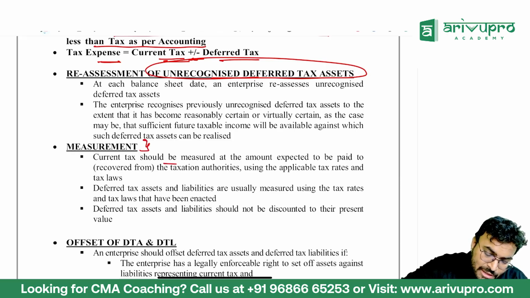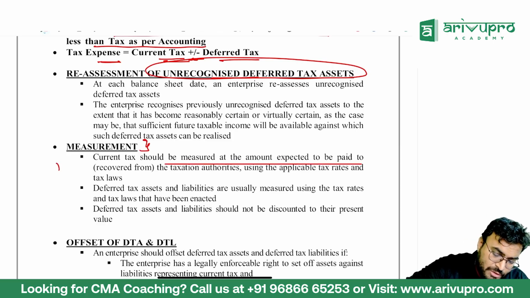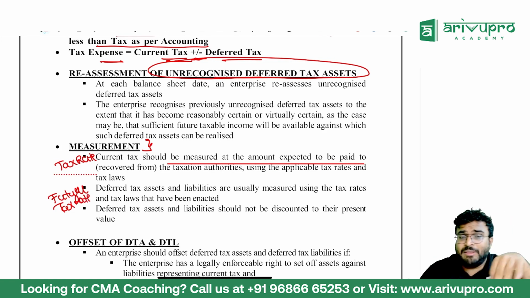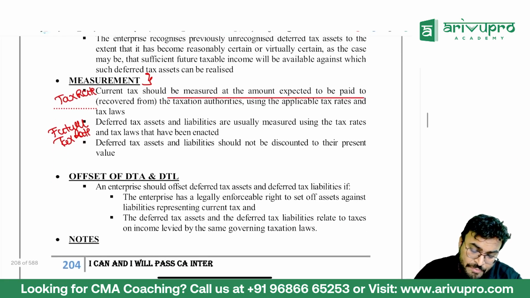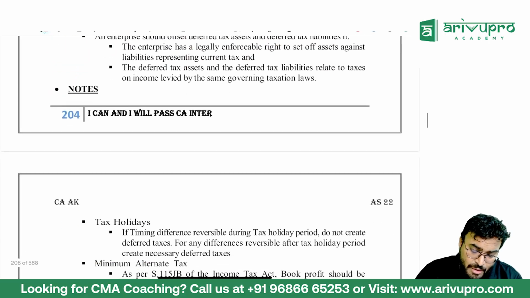Measurement. Current tax should be measured at the amount expected to be paid or recovered. Current tax we know, for this you have to apply today's tax rate. Deferred tax is future, so we have to apply the future tax rate for deferred tax. Enacted, what came in the budget for the future, that we will enact. Deferred tax asset and deferred tax liability can be set off if it is from the same business.